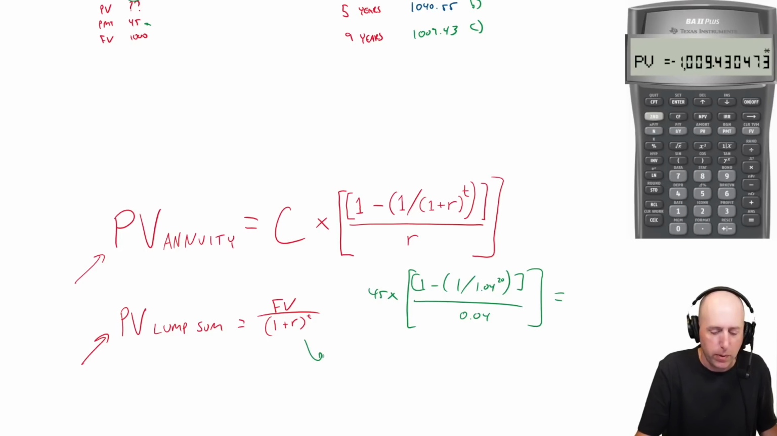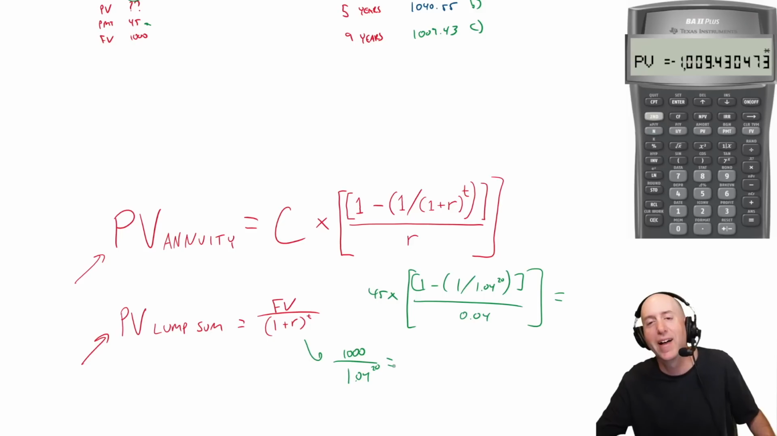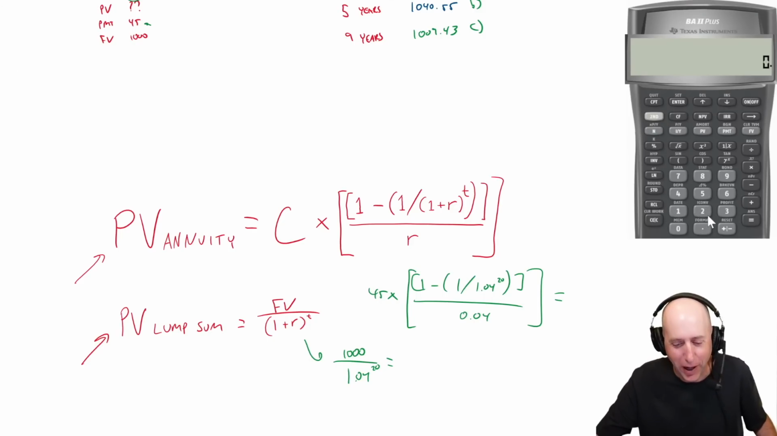What about the present value of the lump sum? Well, again, we're getting paid $1,000 back at the end of the bond. Divide by 1.04, 1 plus R to the T, 1.04 to the power of 20. Okay, let's crunch our numbers.